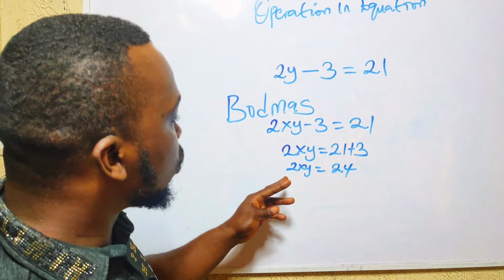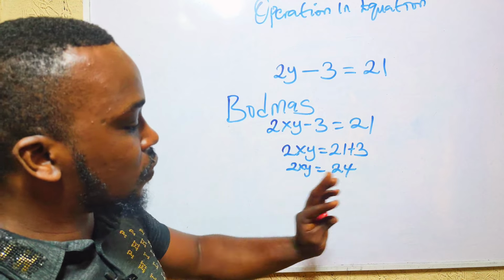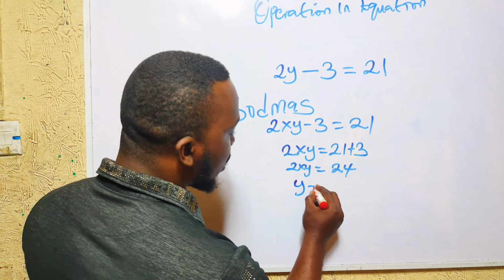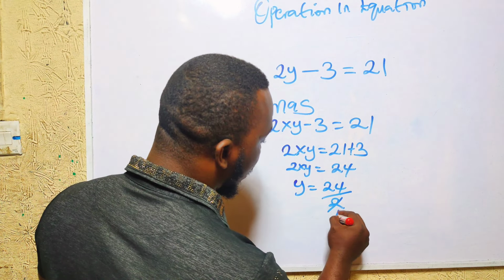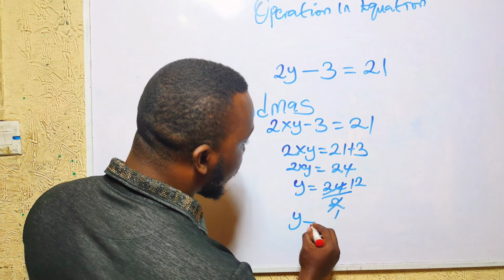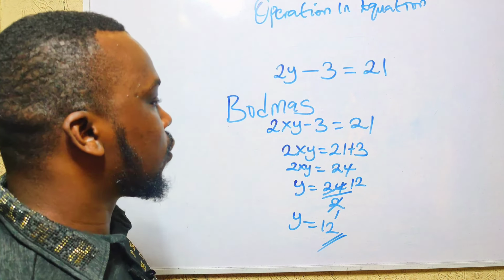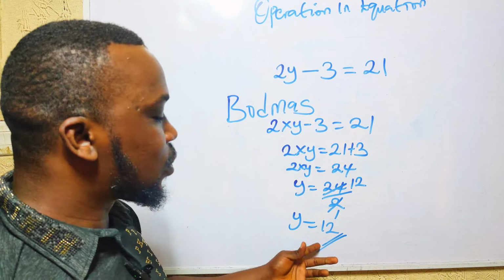Now, we come to multiplication. When it crosses the sign of equality, it changes to division. Therefore, y is equal to 24 divided by 2. 2 here, 1 here gives you 12. Now, the value of y we are looking for is 12.